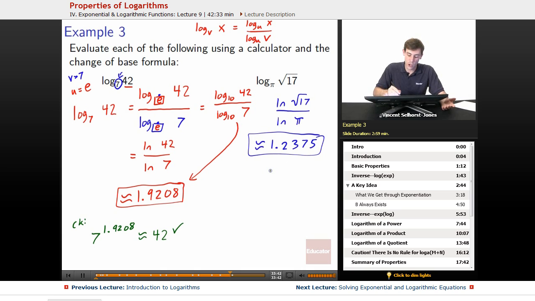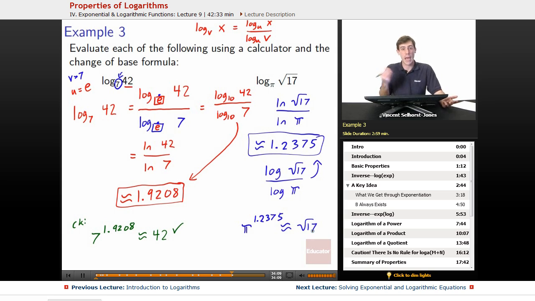And if we wanted to, we also could have done that as log base 10 of root 17 over log base 10 of pi, and we would have wound up getting the exact same thing. It would have come out to be approximately 1.2375. Either one you work with, they're both going to give you the same answer. Great. And if you wanted to, you could also check this as well. You could make sure that pi raised to approximately 1.2375 does come out to be approximately root 17, and indeed it does.